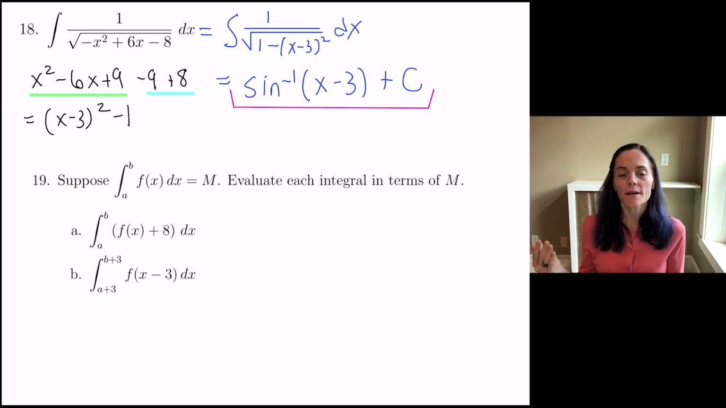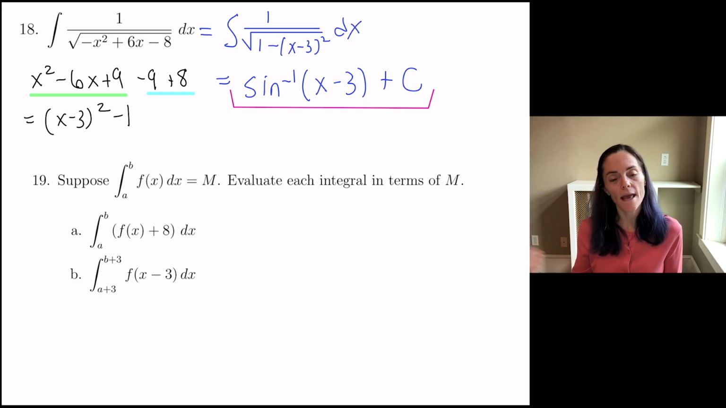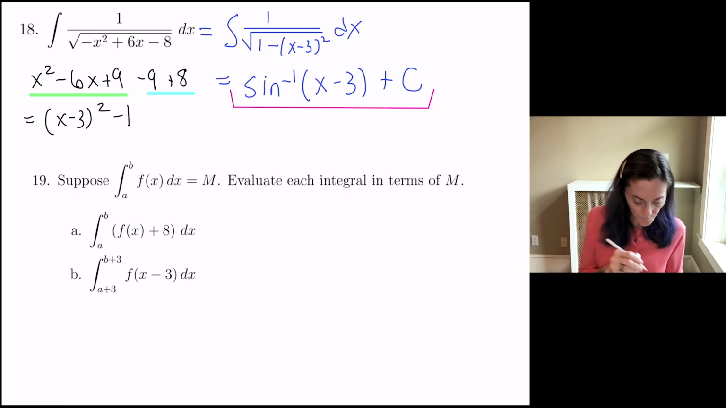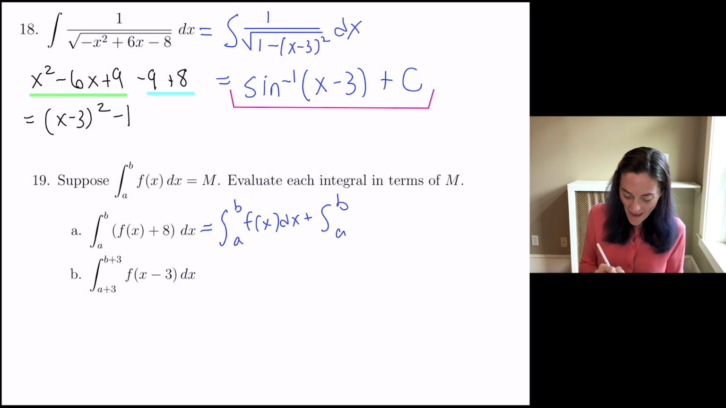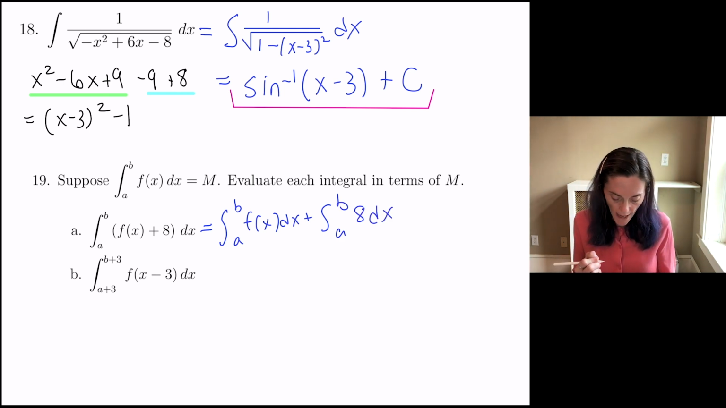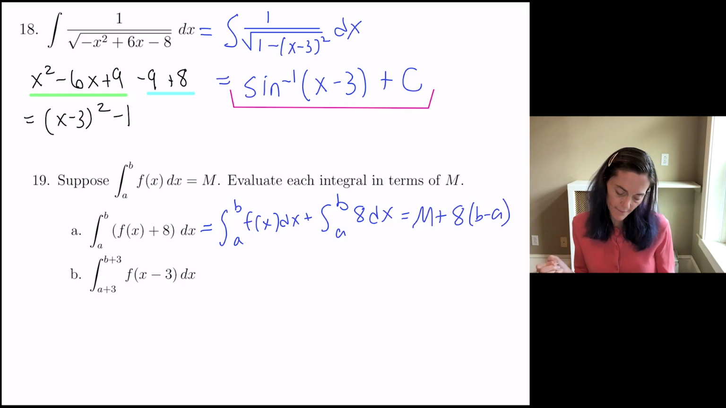19. We are given the integral from a to b of f of x dx is capital M. We have part A, part B, part C, where we are evaluating some other definite integrals in terms of M. Well, A, I think of as the simplest in the group. This would just be the integral a to b of f of x dx plus the integral a to b of 8 dx. So part A, we have capital M plus 8 times b minus a.